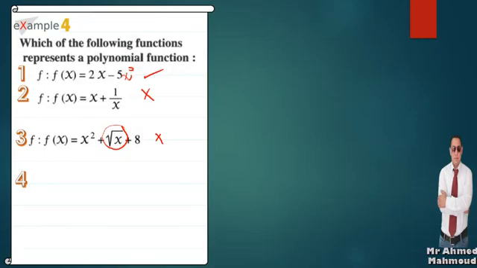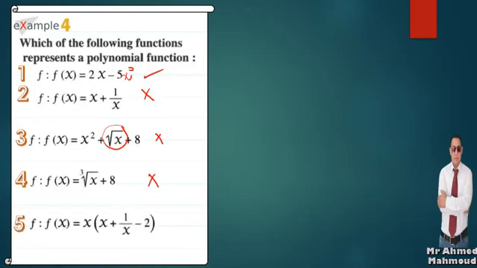Number 4, cubic root x means x power 1 over 3. Again, cubic root means x power 1 over 3, then this one is not a polynomial rule. Number 5, here we have x power 1 times x, and here we have 1 over x, which is x power negative 1, then this rule is not a polynomial function.